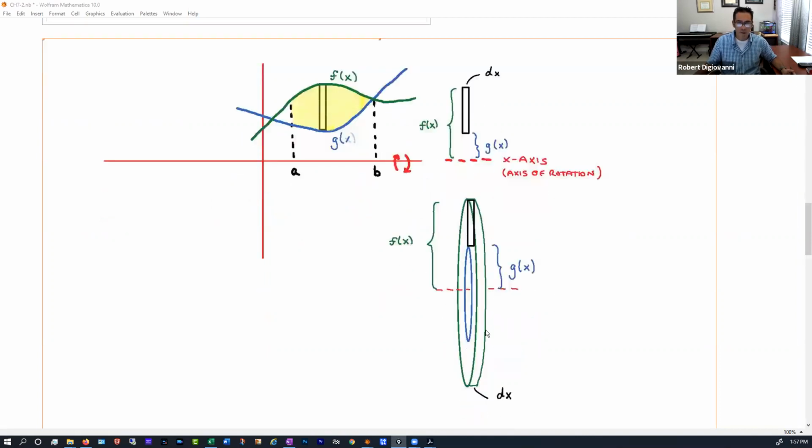Now, what is the volume of one washer? Okay, so what would the volume of this one washer right here be?